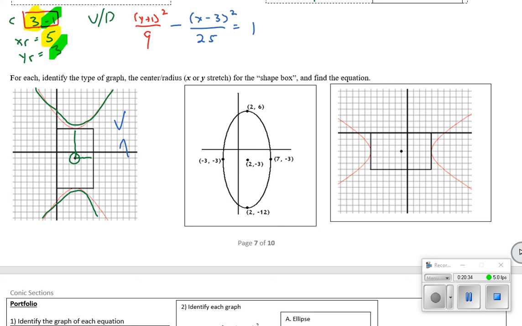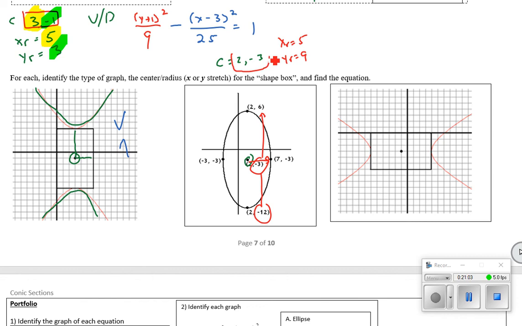Let's look at this one. The center is 2, -3. And the stretch in the x direction, if my x number goes from 2 to 7, the stretch in the x direction is 5. If my y number goes from -3 to +6, the stretch in the y direction is 9. Since this is a circle, it's going to be plus.